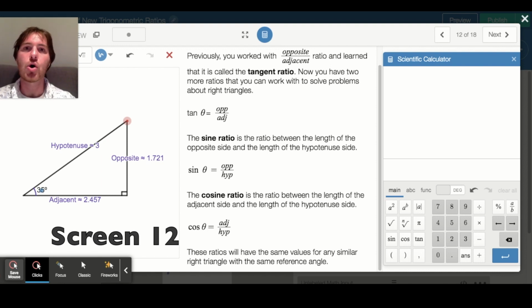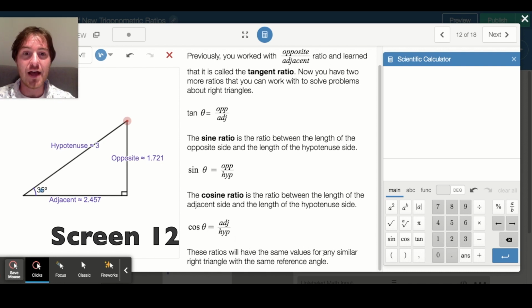SOHCAHTOA. So, sine of a particular reference angle equals its opposite over hypotenuse ratio. Cosine of a particular reference angle equals the adjacent side length over the hypotenuse side length. And then TOA, tangent, equals the opposite side length over the adjacent side length. What are we doing in class today? Well, we're using SOHCAHTOA. That's what we're doing over the next week plus until we get to our quiz, which will be next Friday.